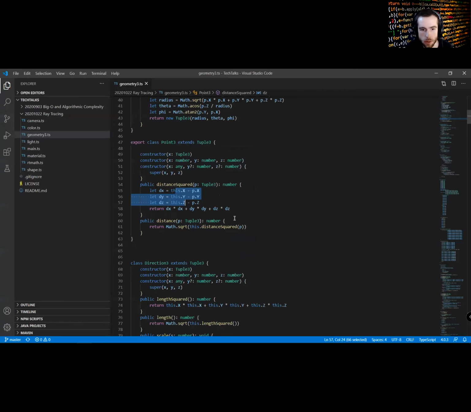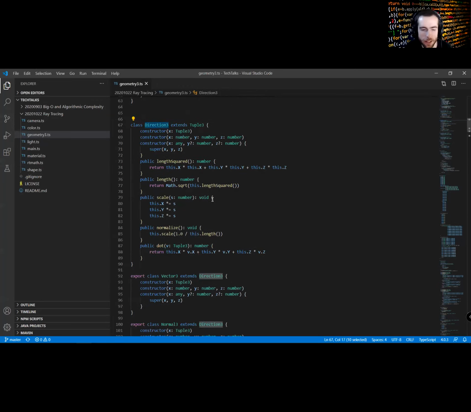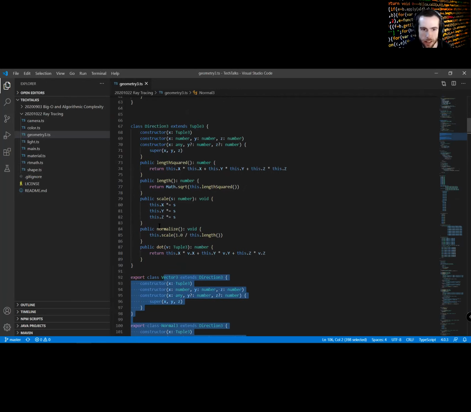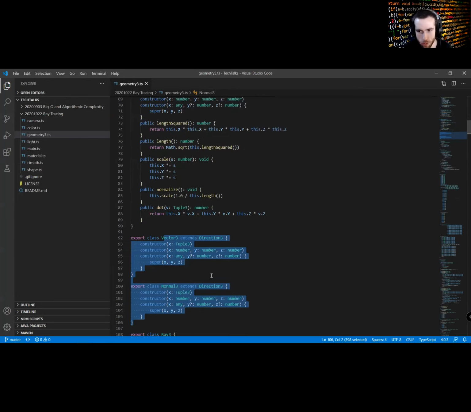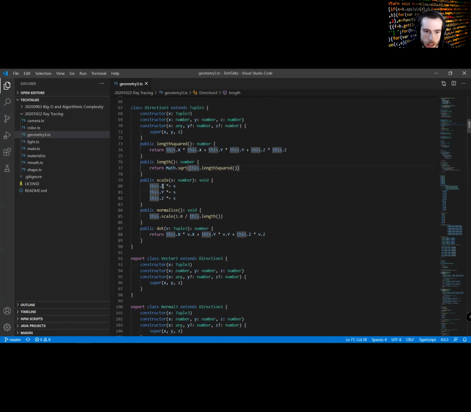So just really quickly in the code, I created a direction3 class. I wanted to make it easier to calculate these things between vectors and normals. So maybe this is a little over-engineered. But anyway, we've got our same constructor. We inherit from tuple3, and then there's length and squared length. I also have functions for scaling the vector, so just multiplying each of the components by a value.